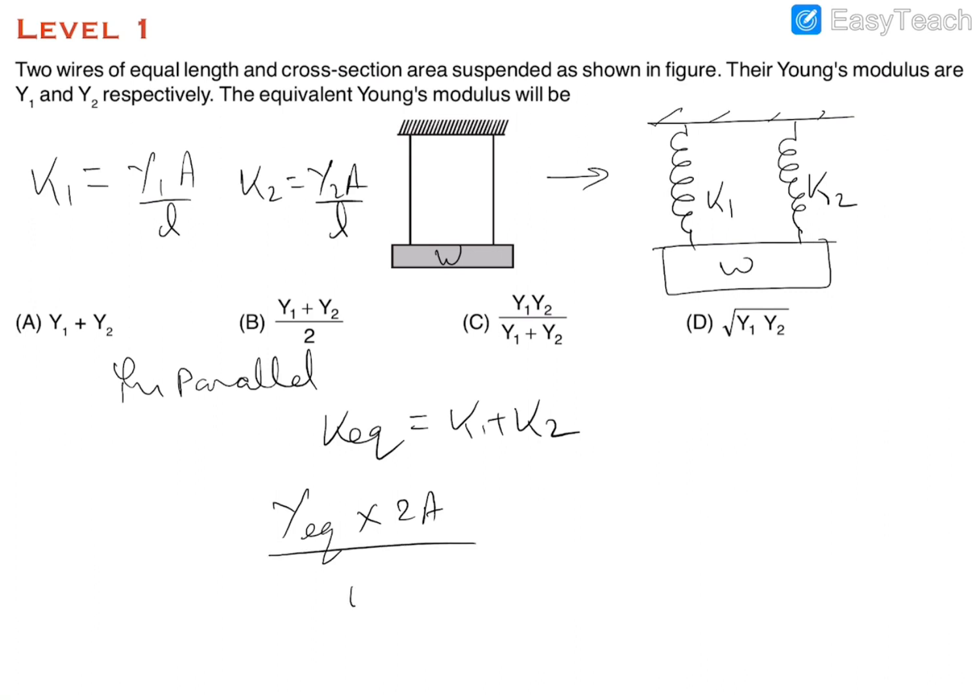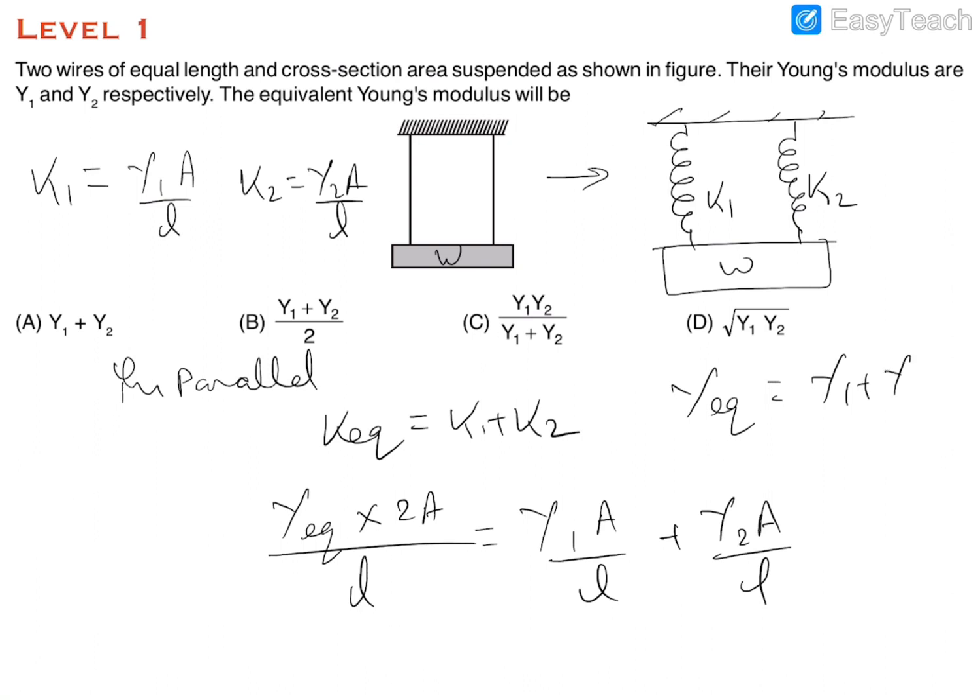The length will be the same because both the wires have the same length, and it would be gamma 1 A by L plus gamma 2 A by L. So gamma equivalent will be equal to gamma 1 plus gamma 2 by 2. So the correct option is option number B. Now let's move on to the next question.